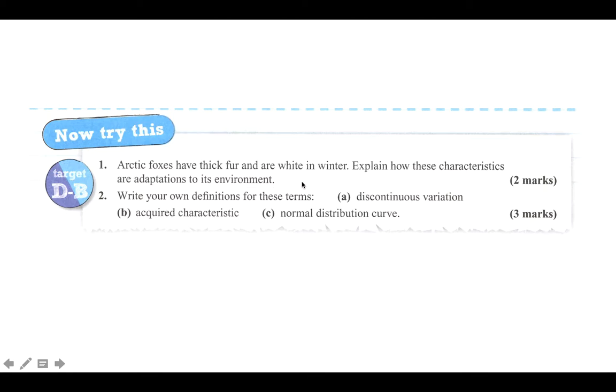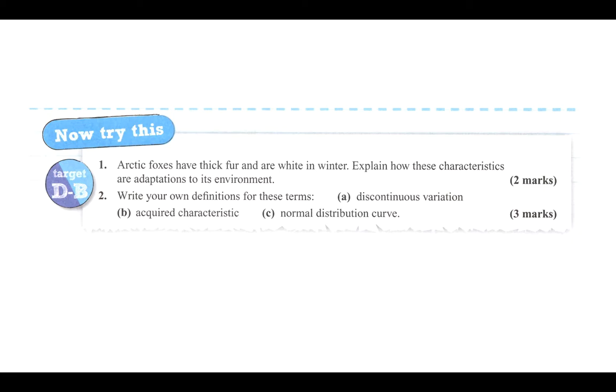Your second mark comes from saying that the white fur allows the Arctic fox to be camouflaged and therefore less likely to be seen, and it stops its prey from seeing it so it can hunt. That is your second mark. So thick fur for keeping warm, white fur so it can be camouflaged from its prey. Can I point out, being camouflaged does not just mean you can hide from predators, it means you can also hide from your prey and sneak up on it before you eat it.